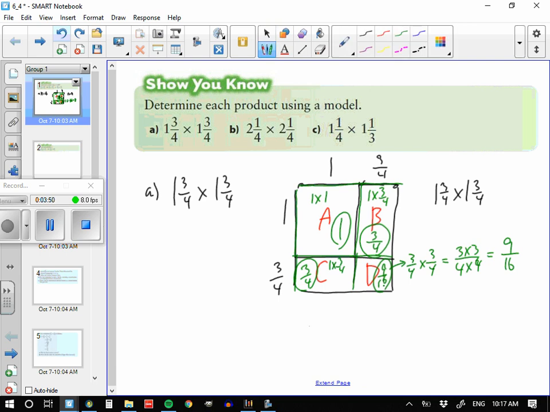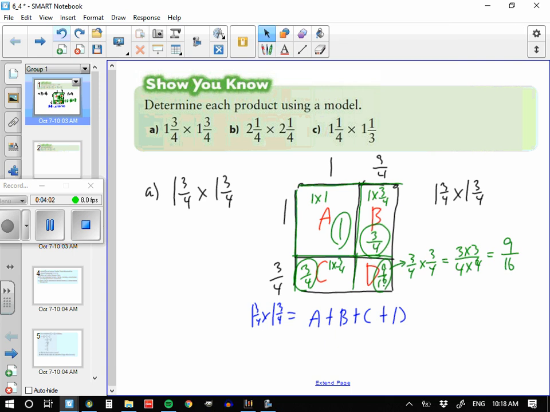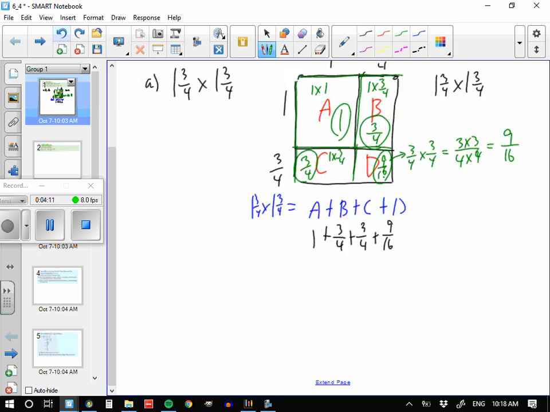So what I'm going to do is say the product of 1 3/4 multiplied by 1 3/4 will equal A plus B plus C plus D, or 1 plus 3/4 plus 3/4 plus 9/16. So when we're adding those together, we have to go back to grade 7 and realize that when we add fractions together, we need common denominators. This 1 is a whole number, so I'm just going to bring it down here and use it at the end of my sum. And these 3, I'm going to find a common denominator for.